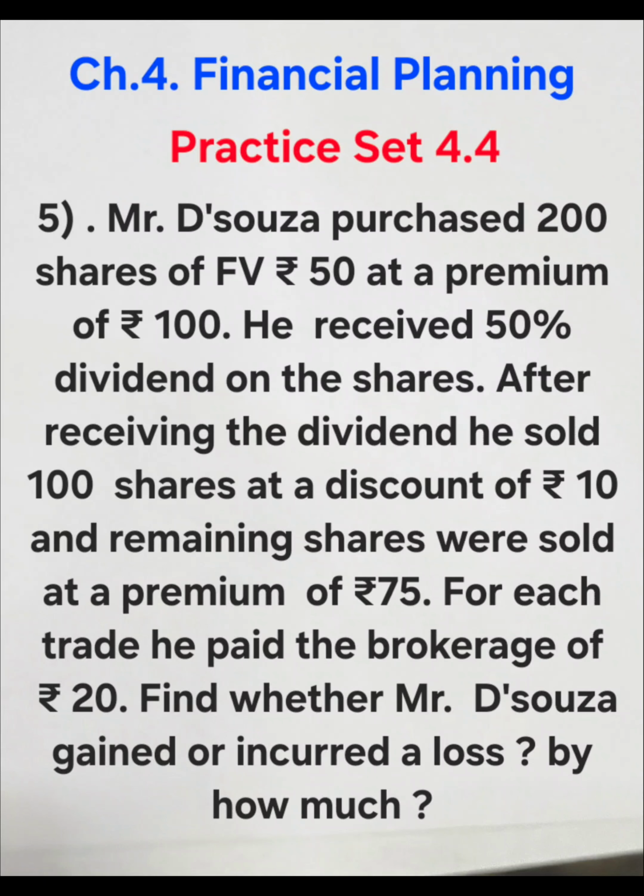Mr. D'Souza purchased 200 shares of face value rupees 50 at a premium of rupees 100. He received 50% dividend on the shares. After receiving the dividend, he sold 100 shares at a discount of rupees 10 and the remaining shares were sold at a premium of rupees 75. For each trade, he paid a brokerage of rupees 20. Find whether Mr. D'Souza gained or incurred a loss and by how much.